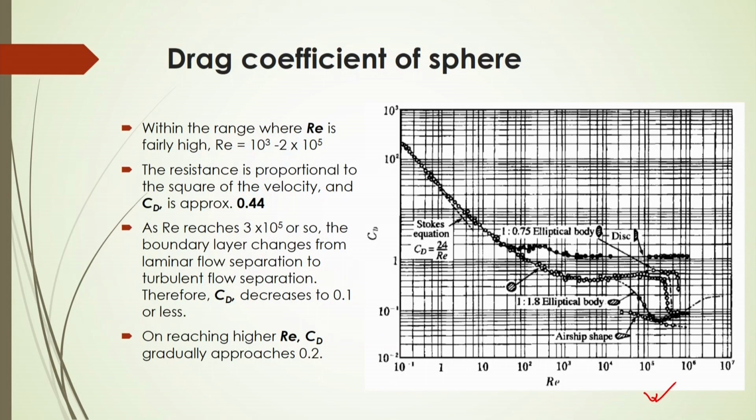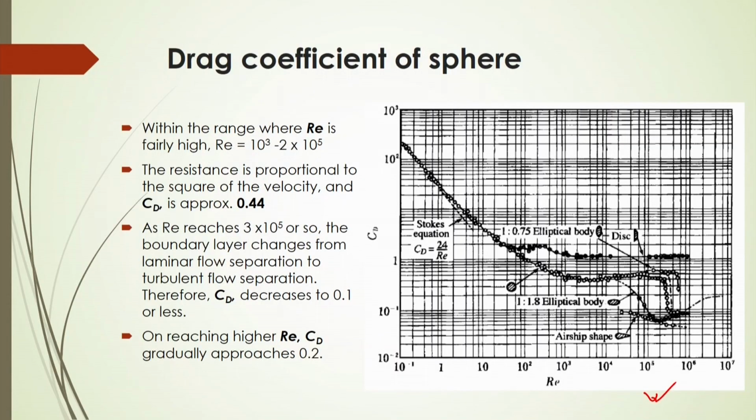Now, if we consider the Reynolds number that is around 3 into 10 to the power 5 or so, then the boundary layer changes from laminar flow separation to turbulent flow separation. Therefore, the drag coefficient will decrease, and because of this the drag coefficient will be 0.1 or even less. And even if we consider higher Reynolds numbers beyond this 3 into 10 to the power 5, you will see that the drag coefficient will gradually approach a value of 0.2.